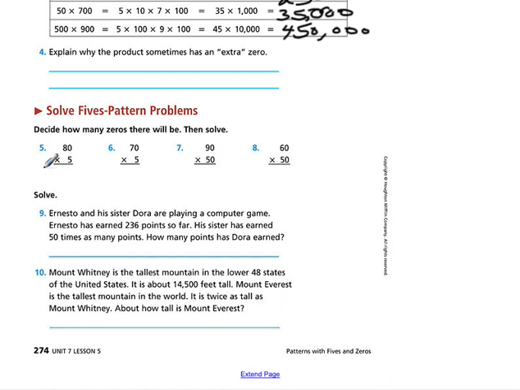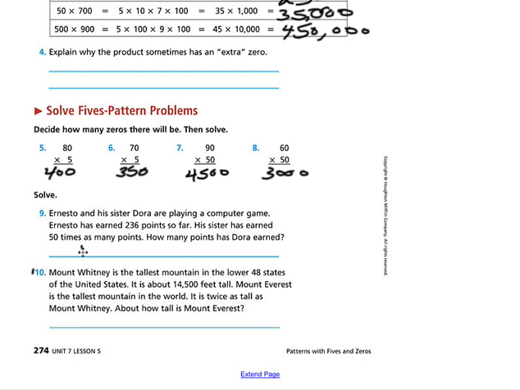So again, let's take a look here. 5 times 8, 40, plus this 1 zero. 5 times 7, 35, plus this 1 zero. 5 times 9, 45, plus this 1 zero. 5 times 6, 30, plus these 2 zeros. So I want you to do number 9, and I want you to do number 10 on your own. Go ahead and pause. And you're all done. Great.